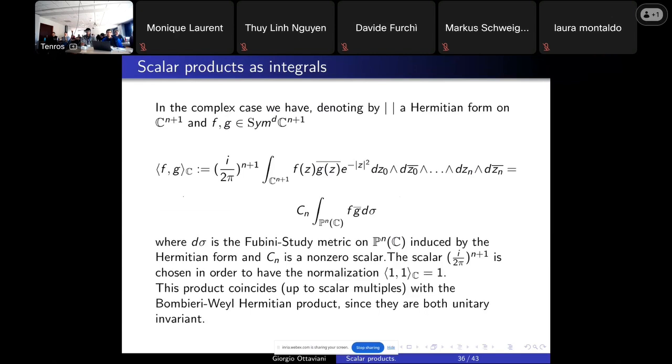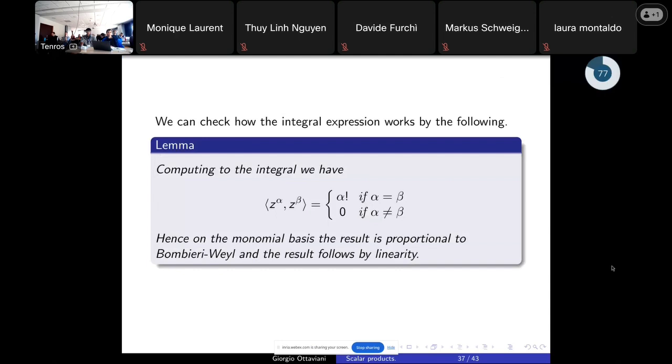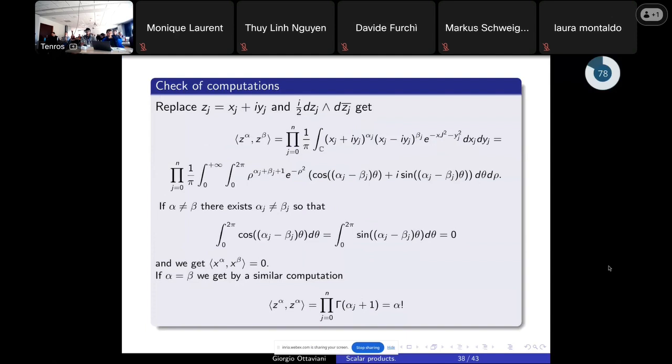And this sentence is important. This product coincides with the Bombieri-Weil product defined algebraically, just because they are both unitary invariant, and there is only one. So you see that computing integrals, which is a priori a non-algebraic operation, gives a surprising consequence just using a group action, that you have a unique unitary invariant. And as an exercise that I skip, you can do it with the monomials.